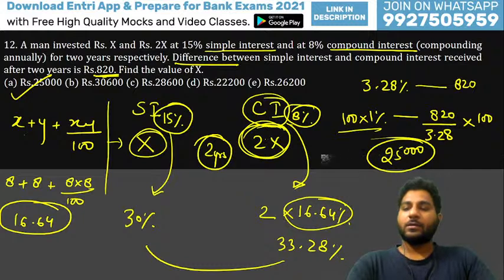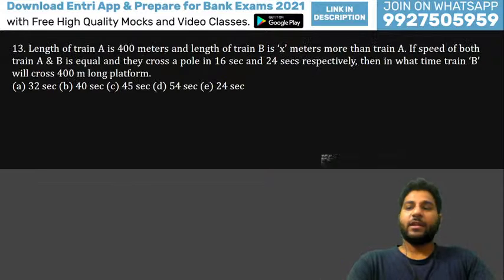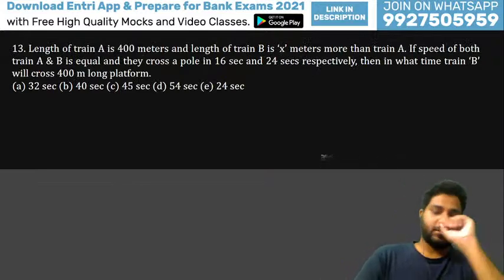Okay, let's move on to the next one. Here comes the next question, and it belongs to speed, time and distance. Look at this, it's a question based on train, so every time you will be getting a question based on train. Do it patiently.